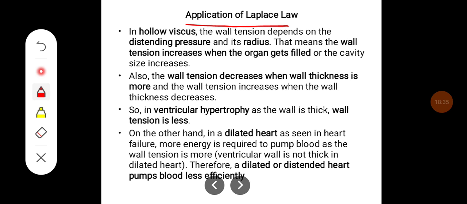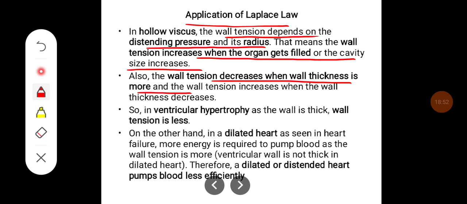Application of the Laplace law. In hollow viscera, the wall tension depends on the distending pressure and its radius. That means the wall tension increases when the organ gets filled or the cavity size increases. Also, the wall tension decreases when wall thickness is more, and the wall tension increases when the wall thickness decreases. So in ventricular hypertrophy, as the wall is thick, the wall tension is less.